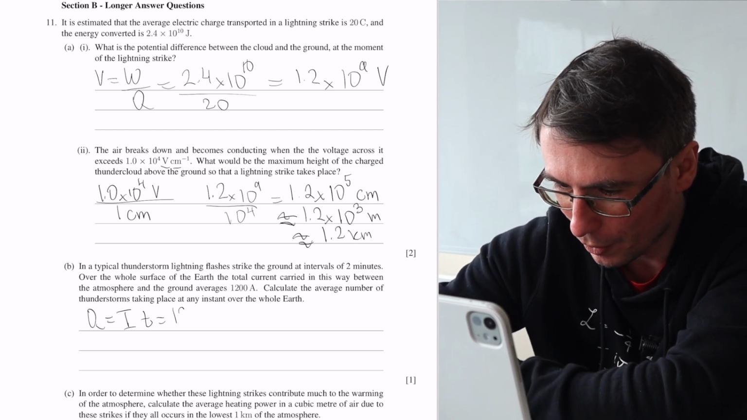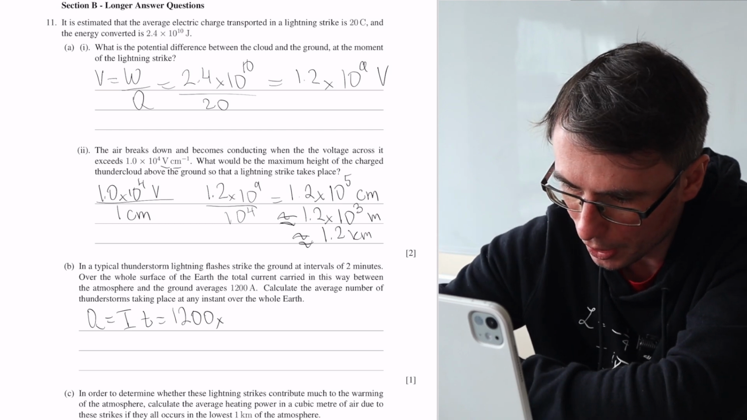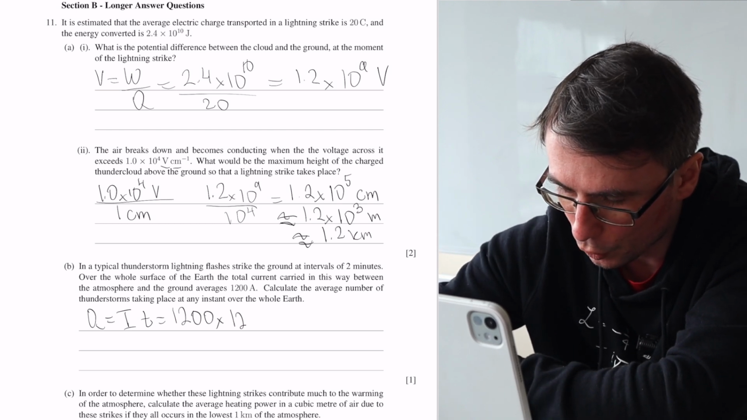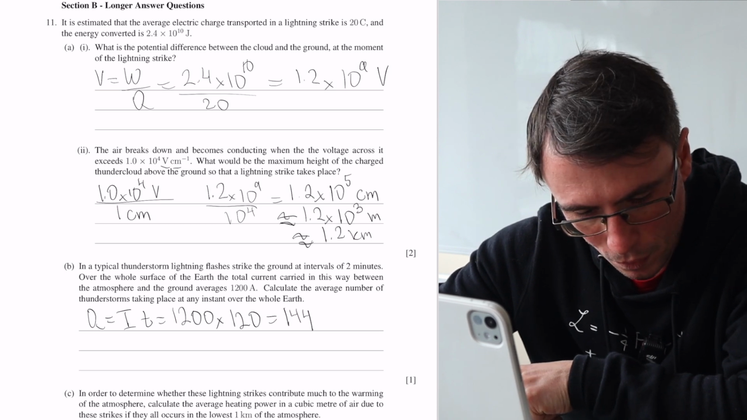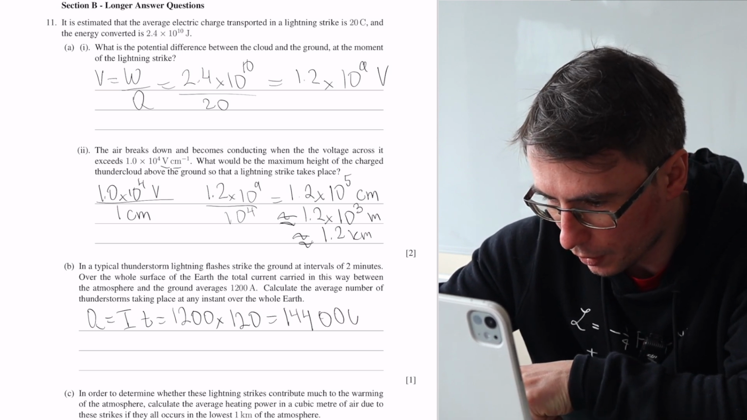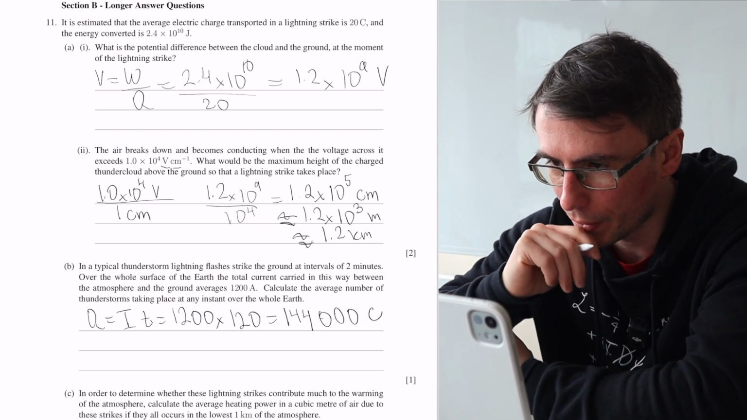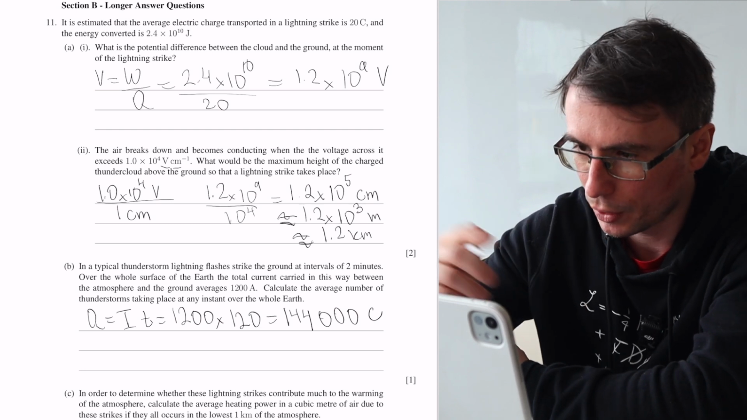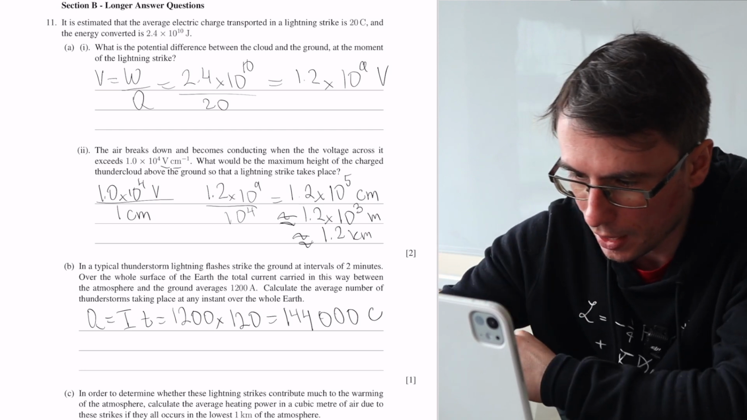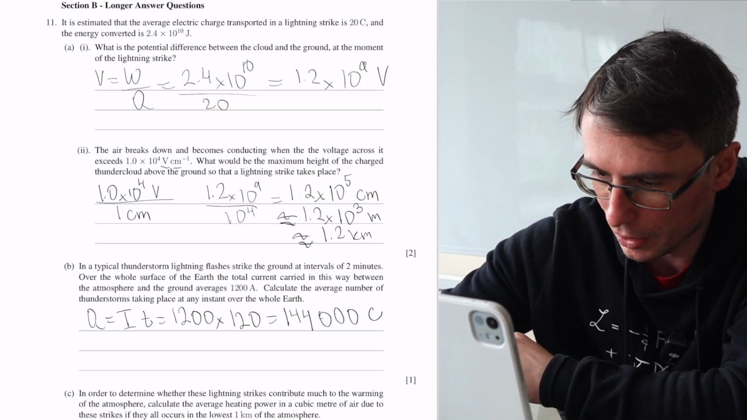So this here is going to be 1,200 multiplied by 120. So this here is just going to give me 144,000 coulombs that have been transferred over 2 minutes. So let's divide this by 20, and then what we should get is the average number of lightning strikes.